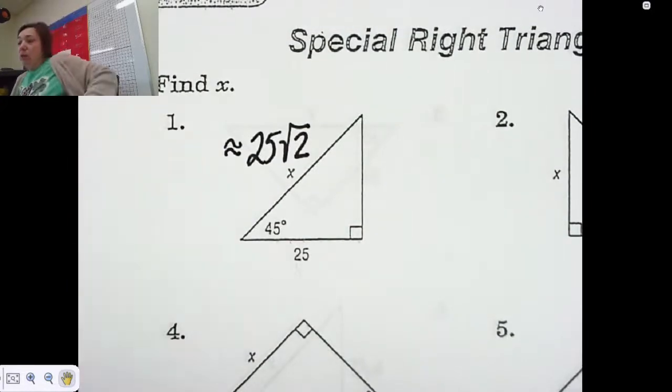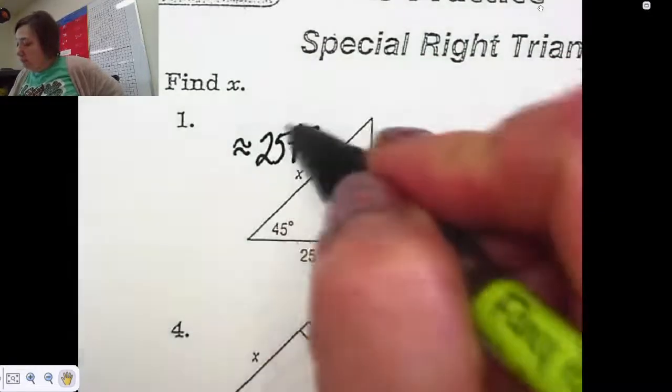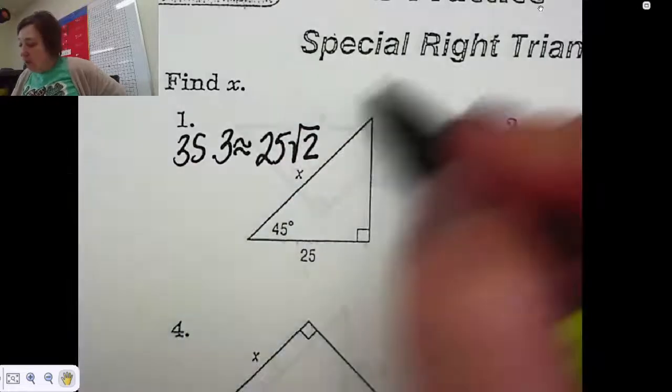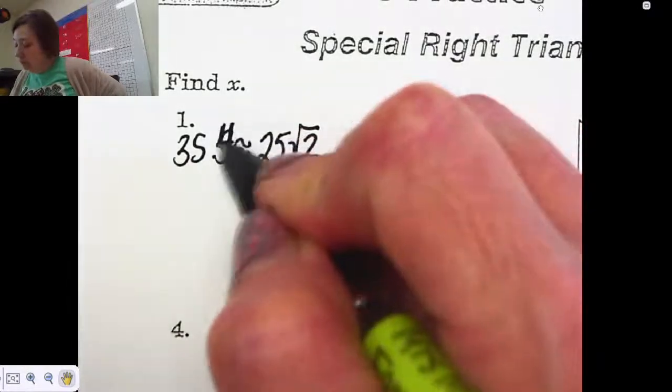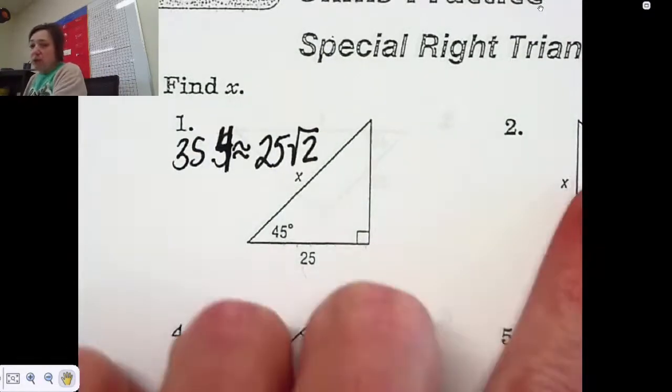So y'all plug that in and make sure you know what you're doing. What is it? 35.3? 35.4? The 5 rounds the 3 up to 4. Okay, we're going to skip 2 and come back to it in a minute.